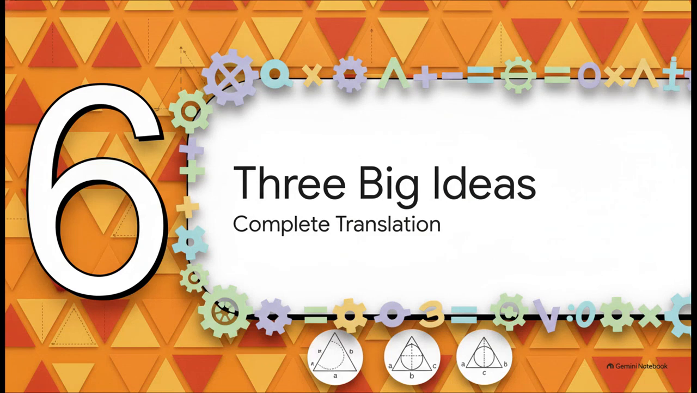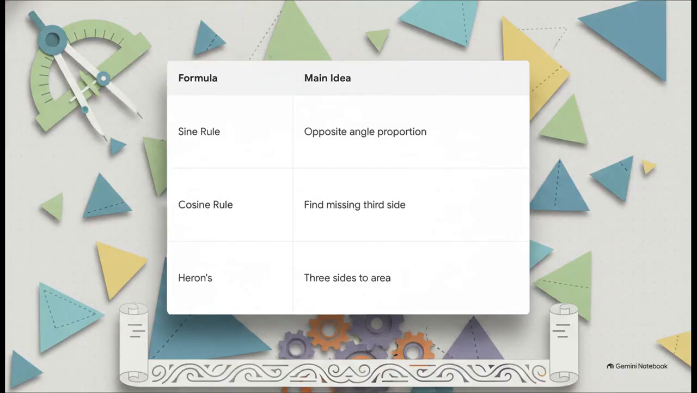Let's wrap this up with section 6. 3 big triangle ideas and our complete translation. So here is your mathematical toolbox summarized. First, the sine rule. This is your go-to for proportions, proving that a side and its opposite angle stay perfectly synced. Second, the cosine rule, your grammatical correction for finding a missing third side when you only have 2 sides and the angle between them. And finally, Heron's formula, your ultimate shortcut for finding the total area using nothing but the 3 sides. Remember, all of these formulas are simply different ways of describing the exact same underlying geometry.